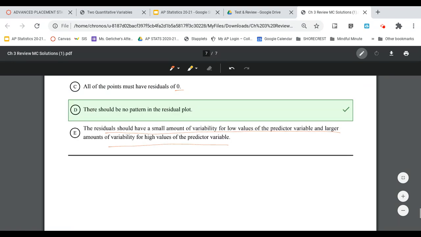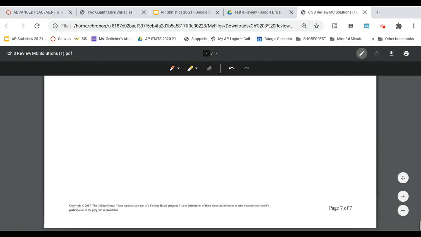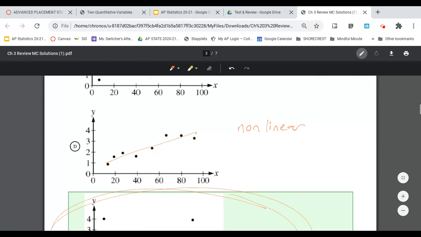So I'm just going to say here, not what was asked about, but they primed you to think about it because it's extra information in the question. It's very tricky. Look at that. We're done. All right. That's it.